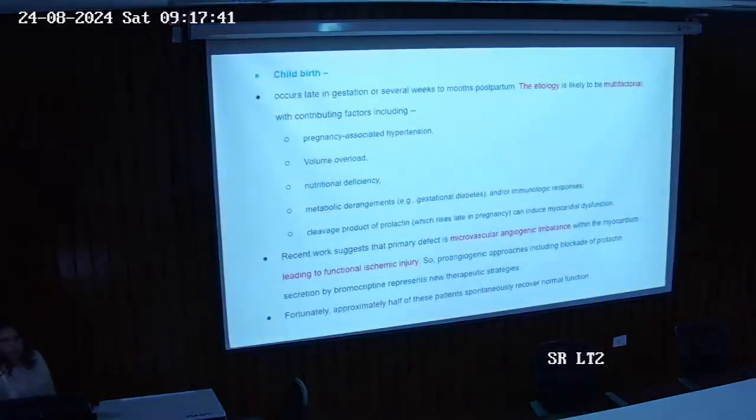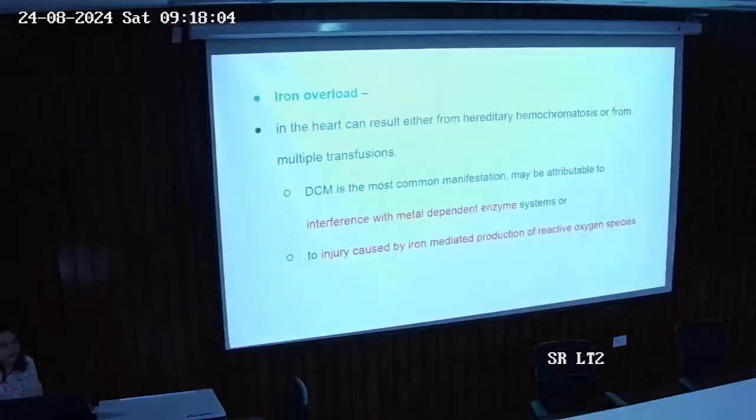Now childbirth can also cause it, it can happen late in gestation or several weeks or months postpartum. The etiology is multifactorial, and recent work has suggested that the primary defect is microvascular angiogenic imbalance within the myocardium, leading to functional ischemic injury. That ultimately leads to dilated cardiomyopathy.